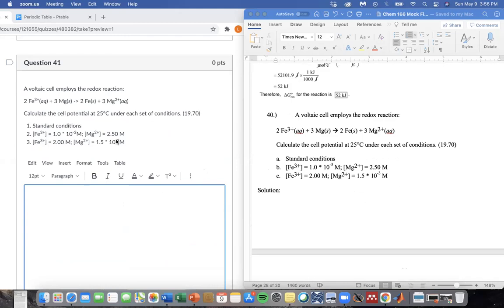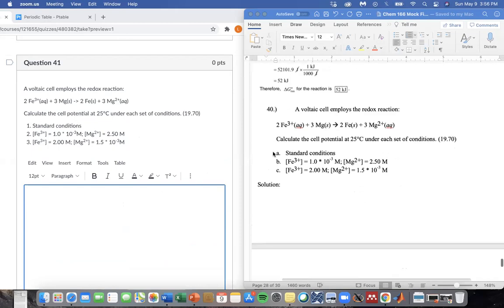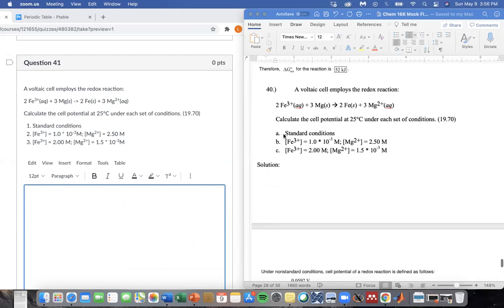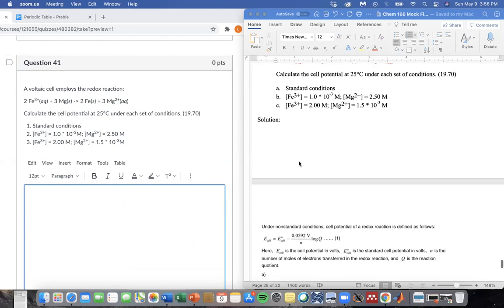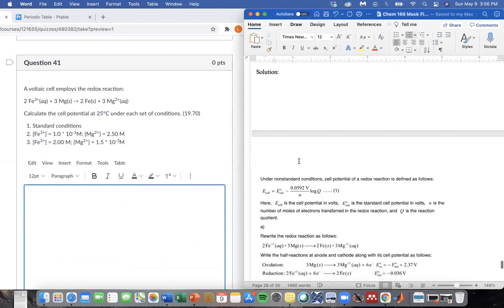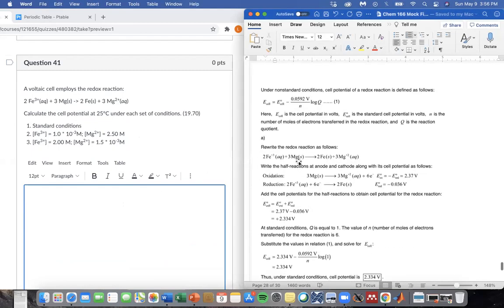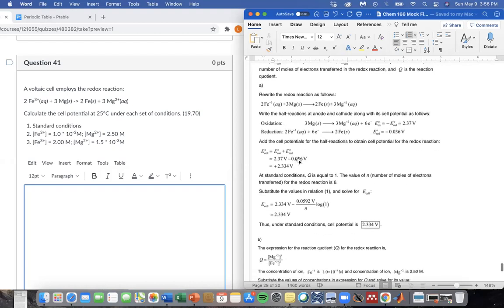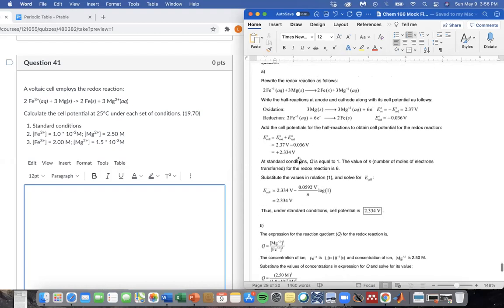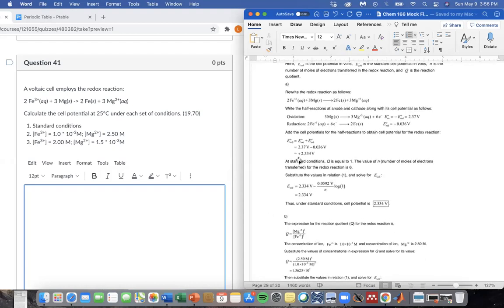Finally, for the last question, we have to calculate the cell potential at 25 degrees Celsius under each set of conditions. And so we have standard conditions first. Under standard conditions, our Q is going to equal 1.